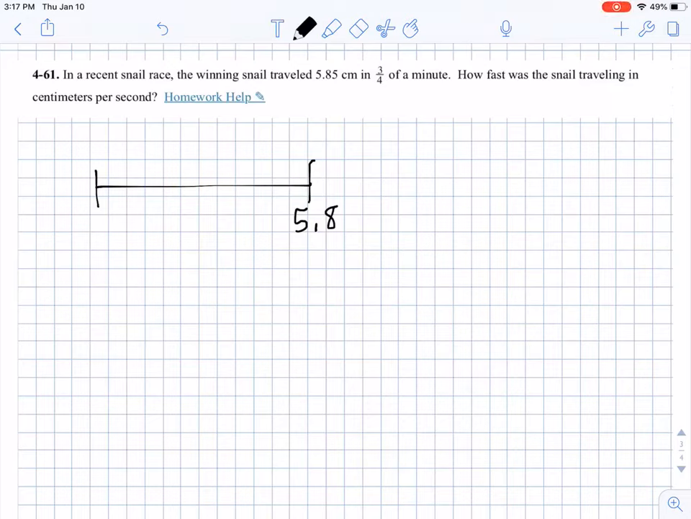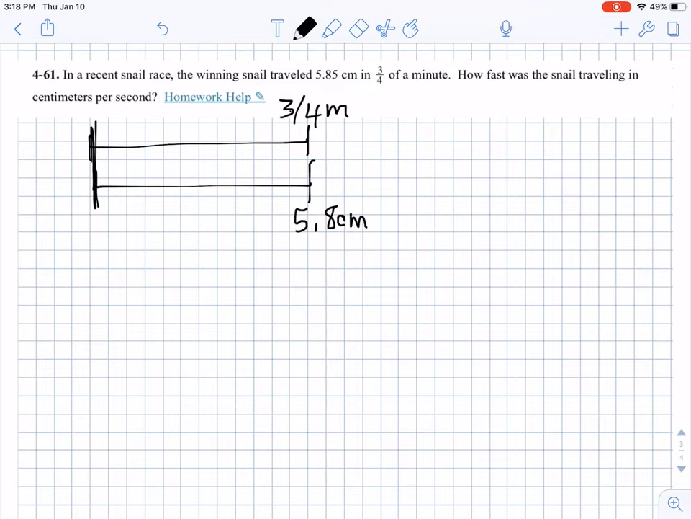In a recent snail race, the winning snail traveled 5.85 centimeters in 3/4 of a minute. So this double number line really helps. These are supposed to be the same length here. Okay. How fast will it travel in 1 second?